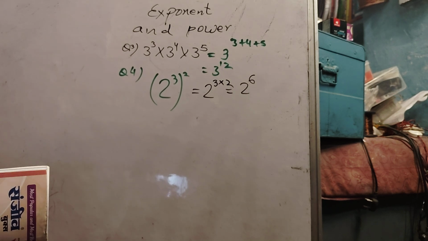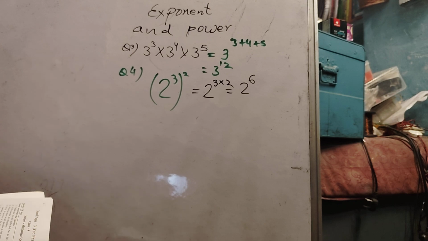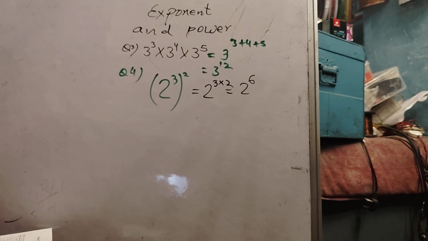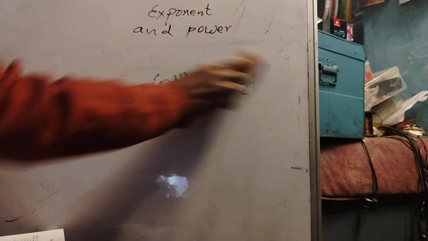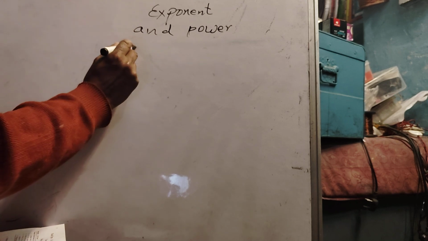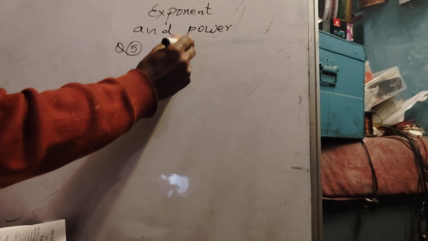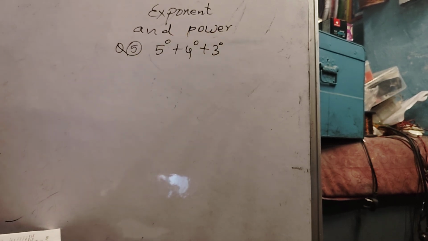I think now you can solve this type of problem. Do you have difficulty with any type? So next problem, problem number 5. There is given 5 raised to power 0 plus 4 power 0 plus 3 power 0. Can you say its value?